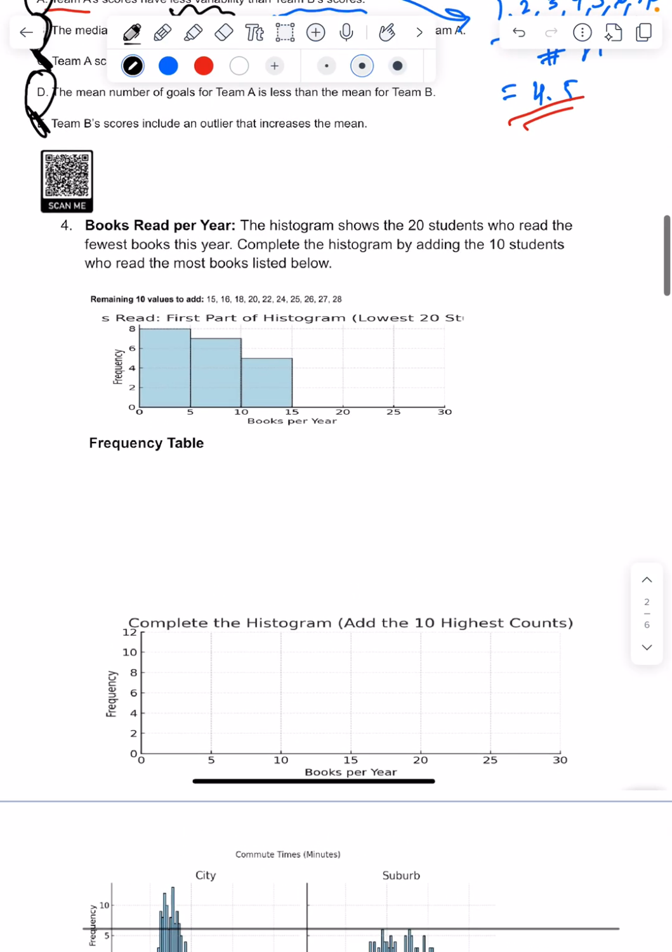The next one is a histogram. We could already kind of see that, but it's similar to one we've seen in the past. It says books read per year. The histogram shows the 20 students who read the fewest books this year. So they already have it here, it already shows those 20 students who read the fewest books this year.